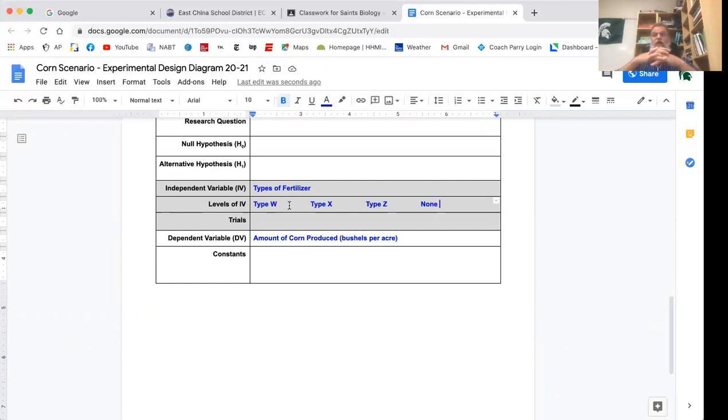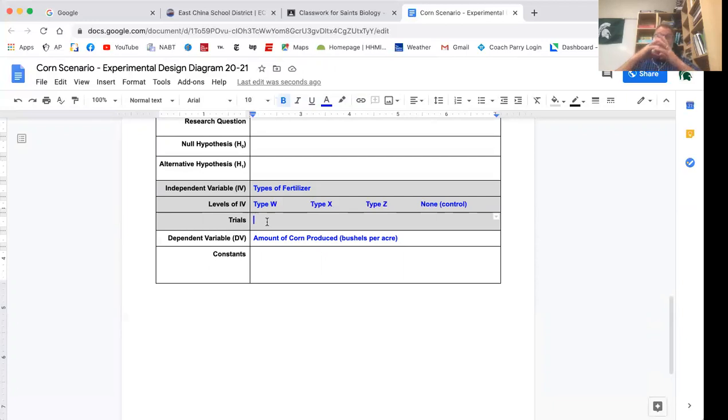So yes, the plot with no fertilizer is our control group. So I'm going to, in parentheses, identify this as the control group. If the control group produces more bushels of corn per acre than any of the other 3 test sites, save your money. The fertilizer is not worth it.